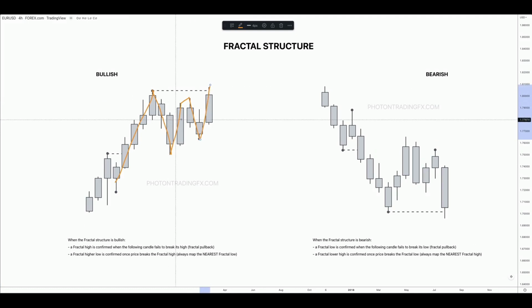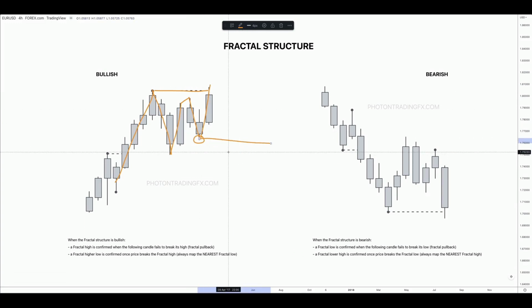So now you can see, right? If you look at just the orange line and you concentrate your eyes, when we get the break of this high, and remember with fractal structure, when we want to find the new low, what do we take? We take the nearest low. And that's why this becomes the nearest low. Because as you can see, moves to the upside, downside, upside, downside, upside. That becomes our new low.